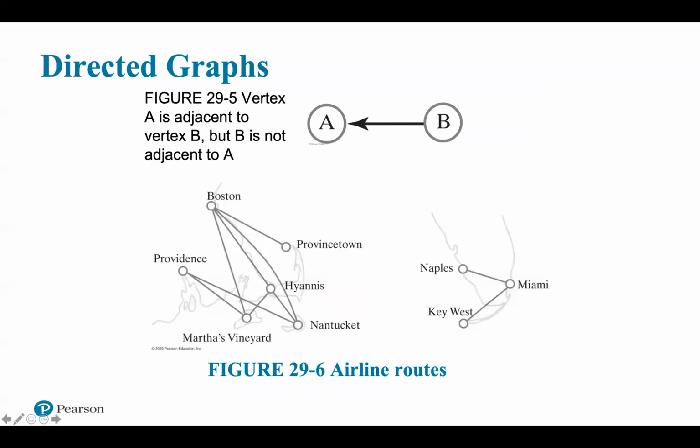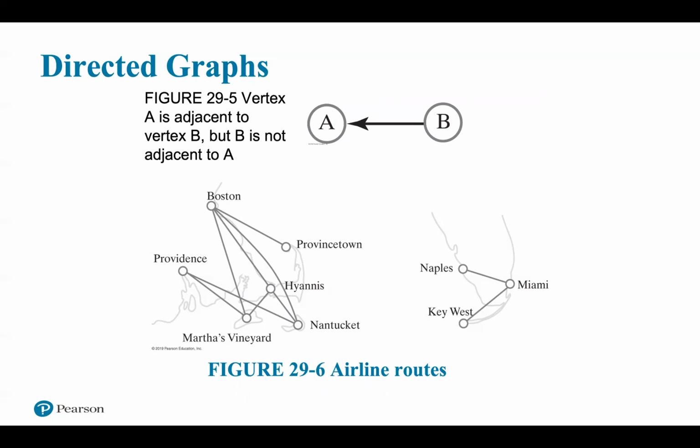So what about adjacent vertices? Two vertices are adjacent in an undirected graph if they are joined by an edge. In figure 29.3, Orleans and Chatham are adjacent, but Orleans and Sandwich are not. Adjacent vertices are called neighbors.